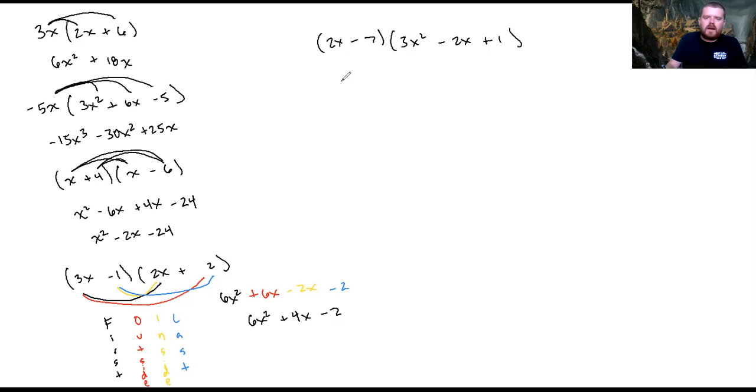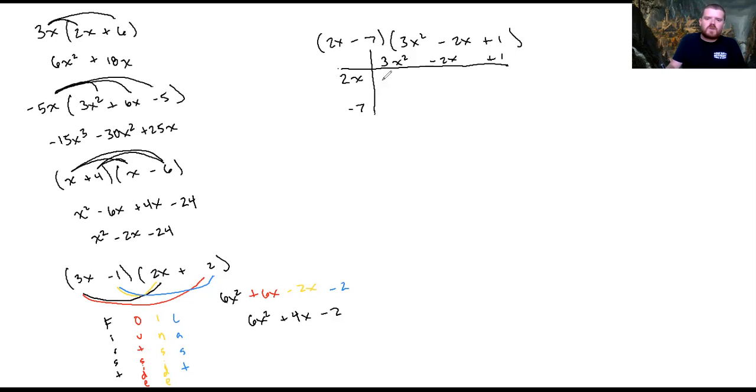Another way that is commonly taught, and if you had Mrs. Weschler last year, this is something that she did, is the box method. So basically what you're doing is you're creating a multiplication table. So you write one polynomial going down the left-hand side, and you write another polynomial going across the top. So for instance, 2x minus 7, I'm writing down. And then I'll write the other polynomial, 3x squared minus 2x plus 1, going along the top. And then you're just going to multiply each product just like you would a normal multiplication table.